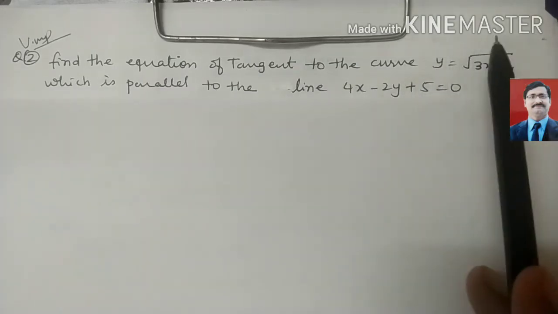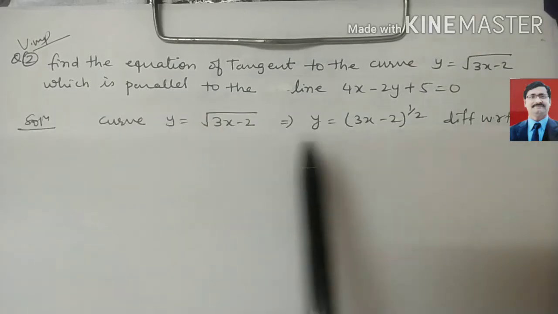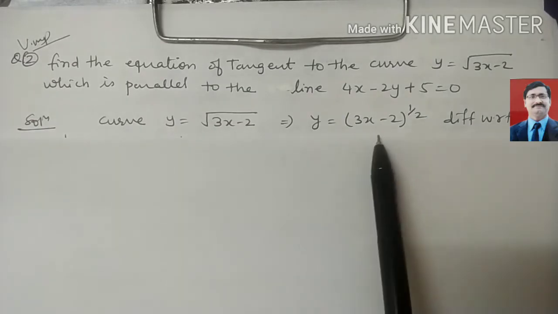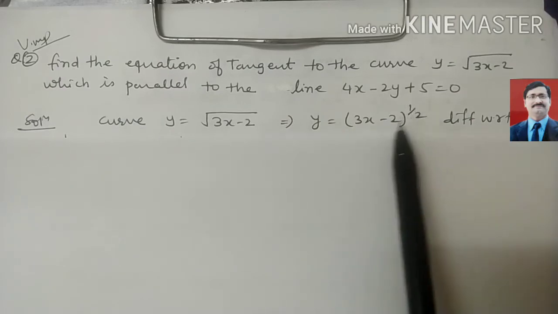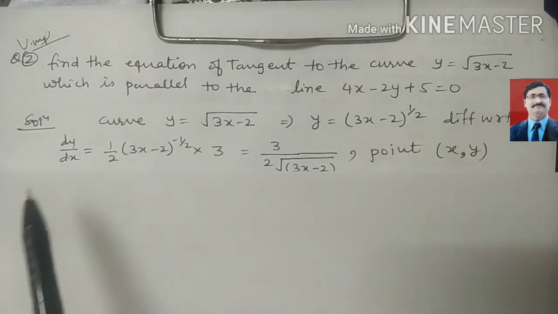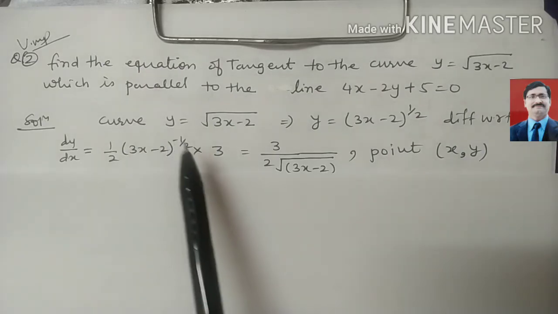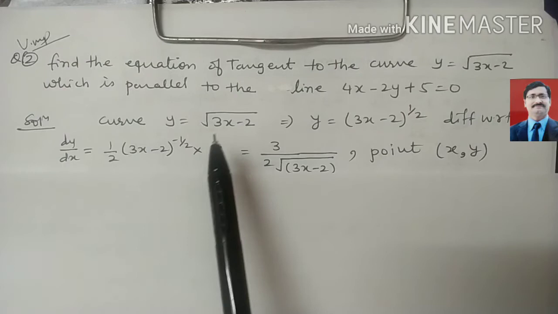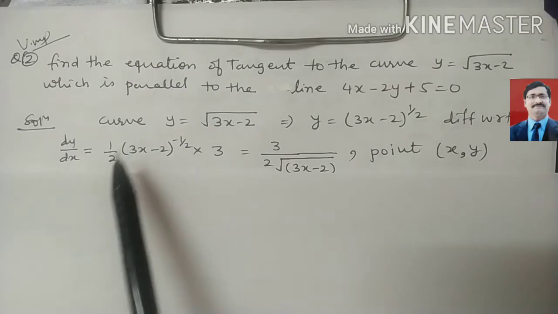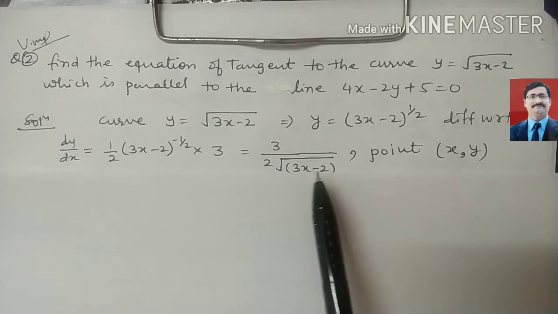Okay, so the slope of the tangent and the slope of the line will be equal. First of all we take the curve. This curve is y equal to root of 3x minus 2, so we can write y equal to (3x minus 2) to the power 1 upon 2. Now we differentiate with respect to x. We get dy by dx equal to 1 upon 2 into (3x minus 2) to the power minus 1 upon 2, because 1 upon 2 minus 1 gives minus 1 upon 2, and the derivative of 3x minus 2 is 3. So you can write this as 3 upon 2 root 3x minus 2.